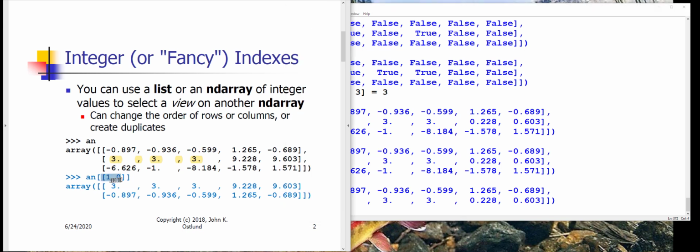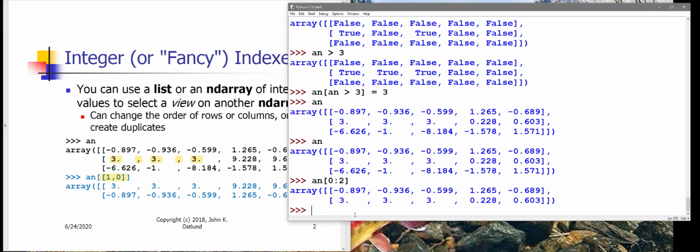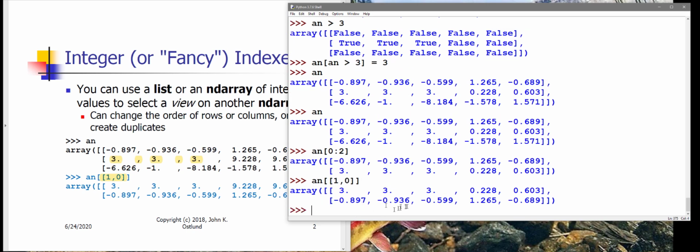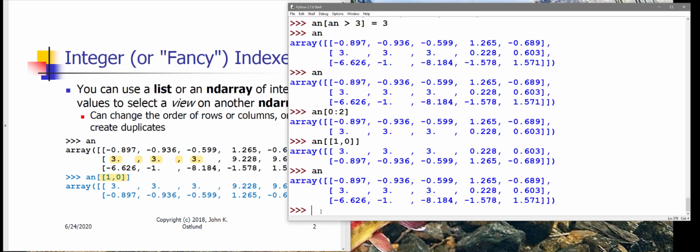Using fancy indexes or integer indexes, not only can I select which rows I want, but I can also specify the order that I want those rows in. All right, so here's my AN ND array. And now, using a fancy index, which is a list of integer row subscripts, I can say, show me row 1 first, and then row 0 next. So I'm going to get the same 2 rows, but I have changed the order of those rows in this result. Now, I want to be clear that AN itself is not being modified.